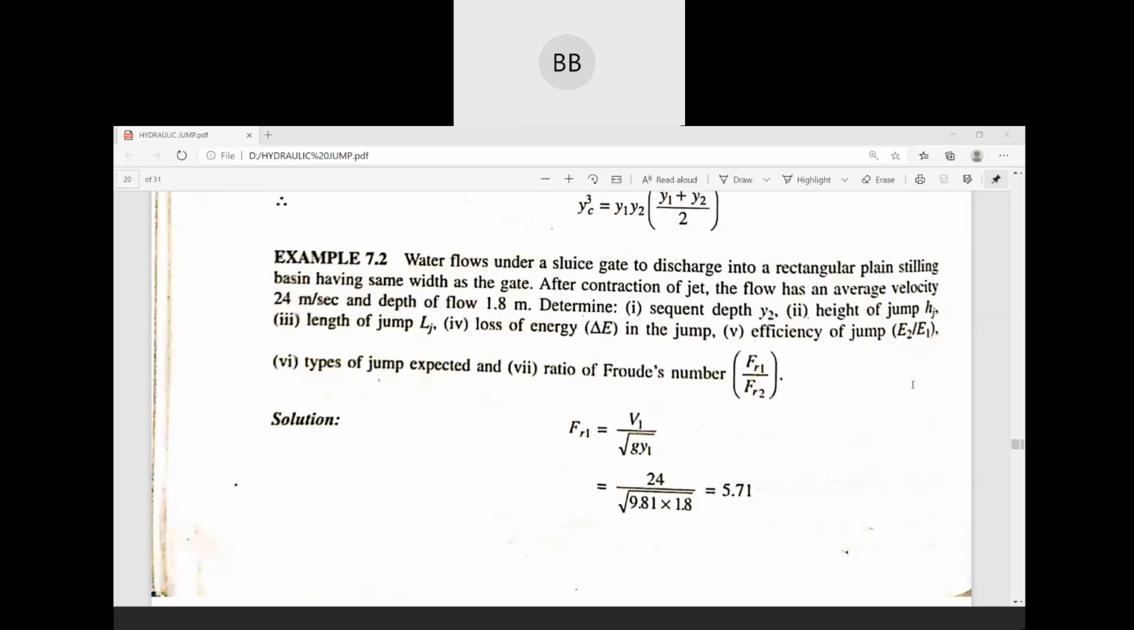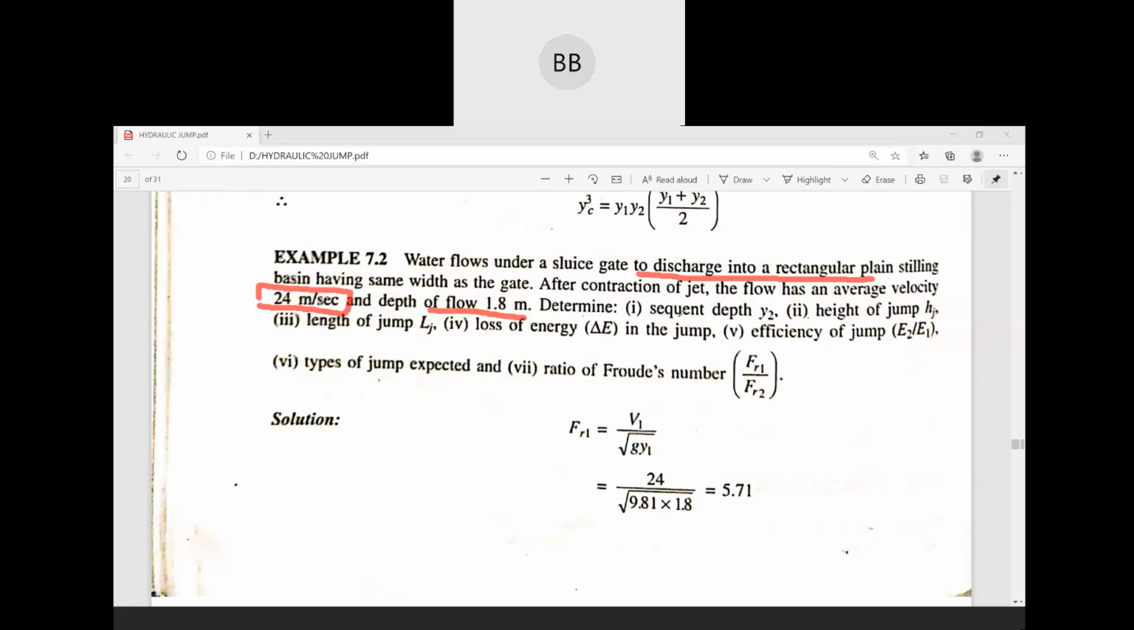Over. So what is given here? We have a sluice gate in a rectangular plane, and once you open it, before the jump, the depth of flow is given as 1.8 meter, and velocity is also given as 24 meter per second.